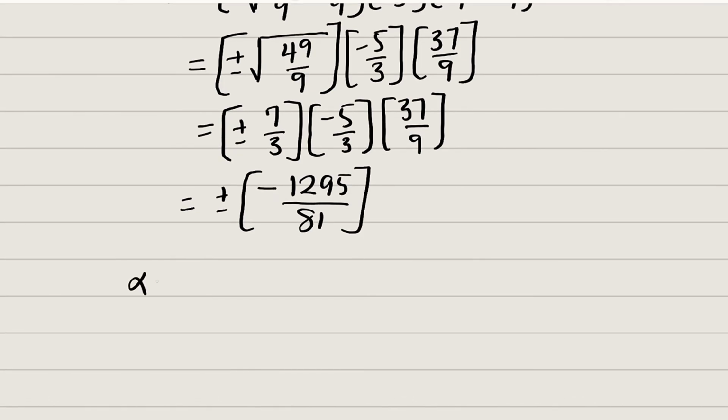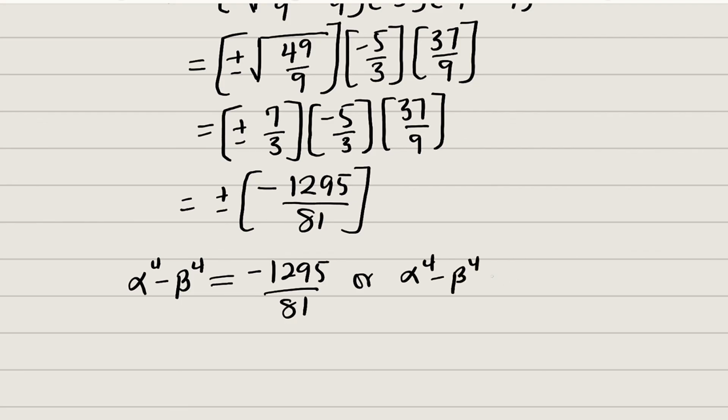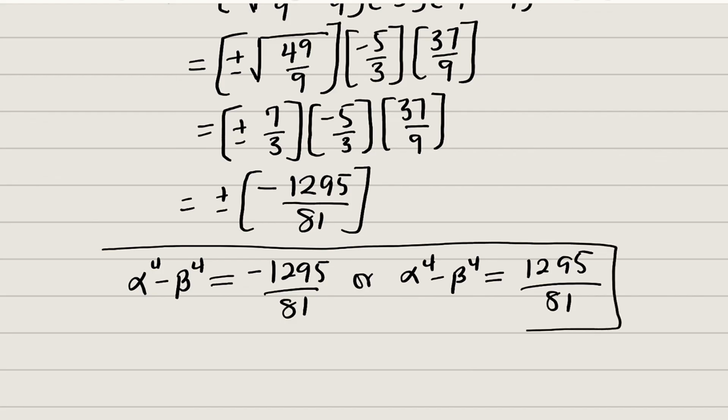Therefore, we say alpha to the power of 4 minus beta to the power of 4 is either equal to, if you apply positive sign, you have negative 1295 divided by 81, or alpha to the power of 4 minus beta to the power of 4 is equal to, if you apply the negative sign, it will make this positive 1295 divided by 81. And therefore, this is our required solution.